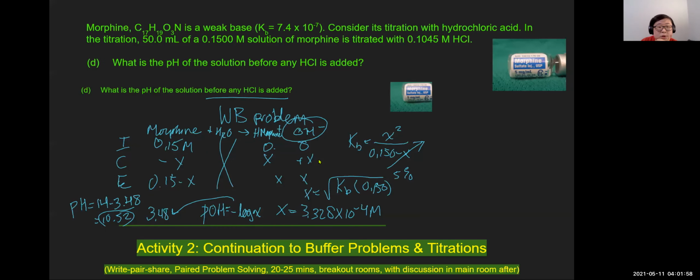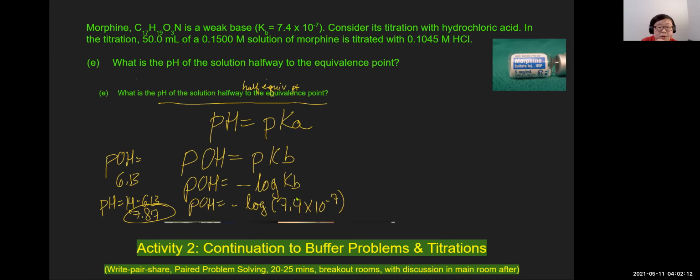That was simple. For this one, we treat it as a weak base problem. So you can do an ICE table and use the 5% rule, and you can find the pOH, and from the pOH you can do pH equals 14 minus that to get 10.52. Halfway to the equivalence point, pH equals pKa, or pOH equals pKb. They give you a pKb or Kb here. Once you find pOH, it's again simple. 14 minus pOH is 7.87.